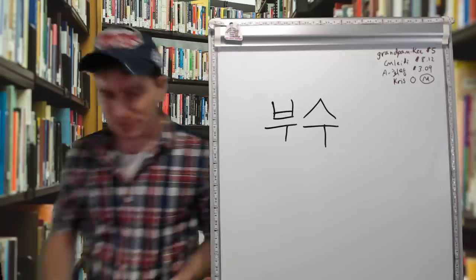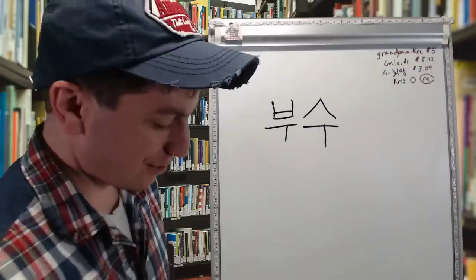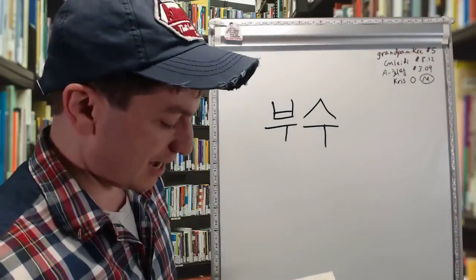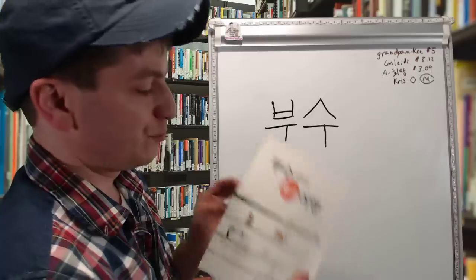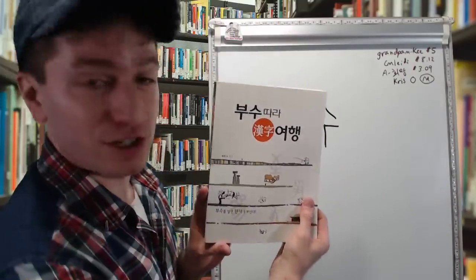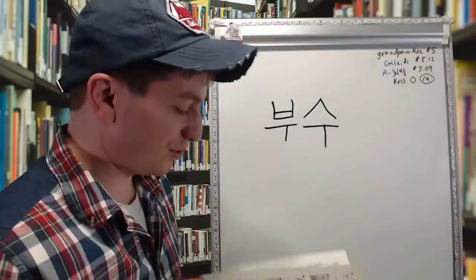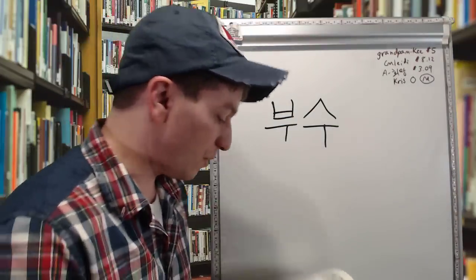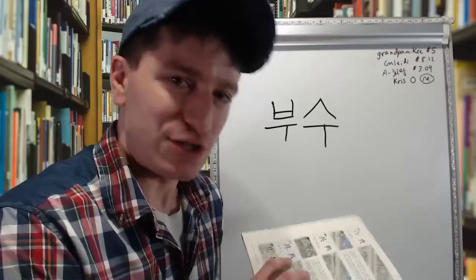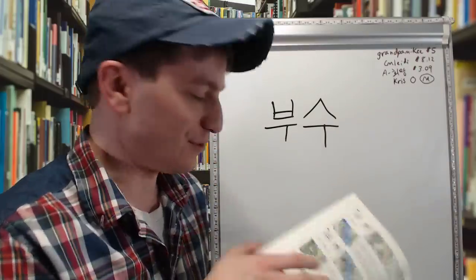This is my personal favorite book. I haven't found a better book in my entire life for learning about hanja. And it's called Busutara Hanja Yoheng. Good luck finding it though. I got it in Korea. I couldn't find it on the internet. But it's really cool. It's all in Korean. So this is not useful if you're intermediate, but it's awesome if you can read Korean.